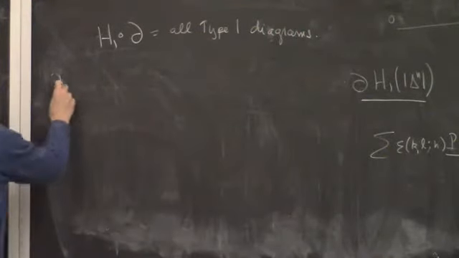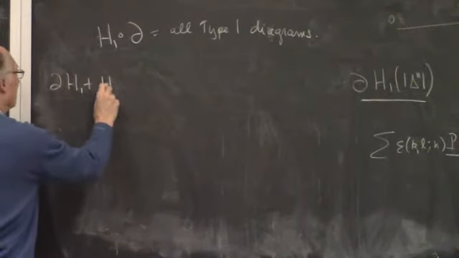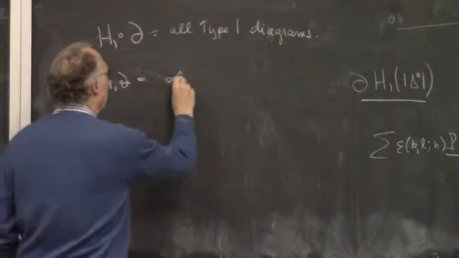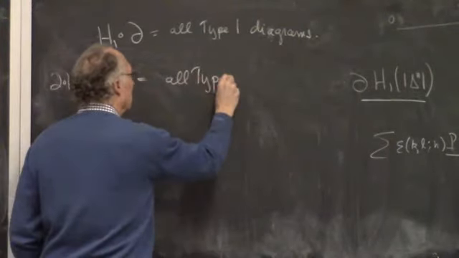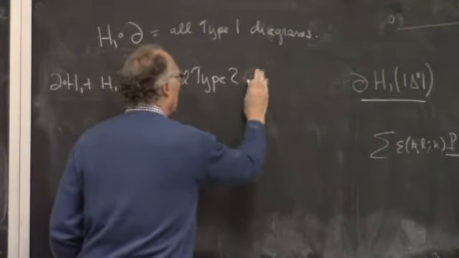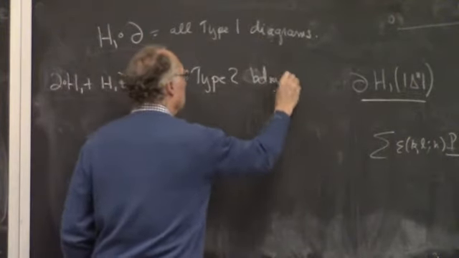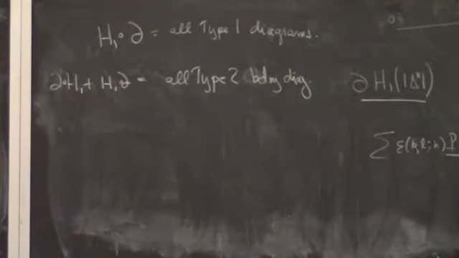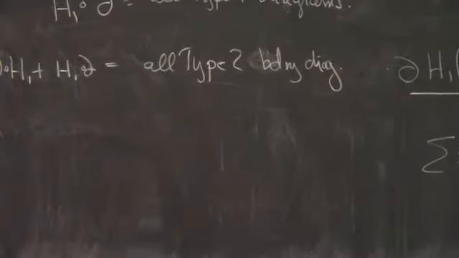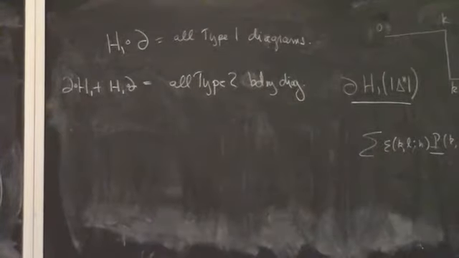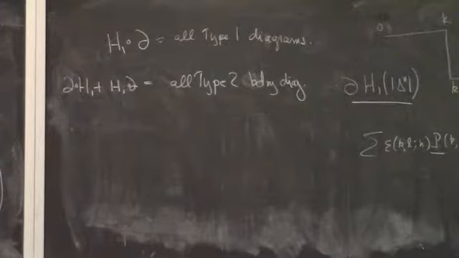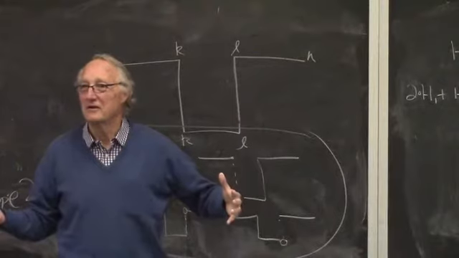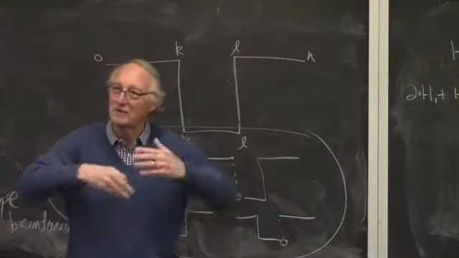So if I'm adding up boundary H1 plus H1 boundary, and remember I'm working mod 2, this is all type 2 boundary diagram. So this is what we're left to analyze. And what I'm going to claim is, well, there's a lot of these. They're going to cancel out in pairs, except for the extremal cases, which give you Whitney and the flip of Whitney.